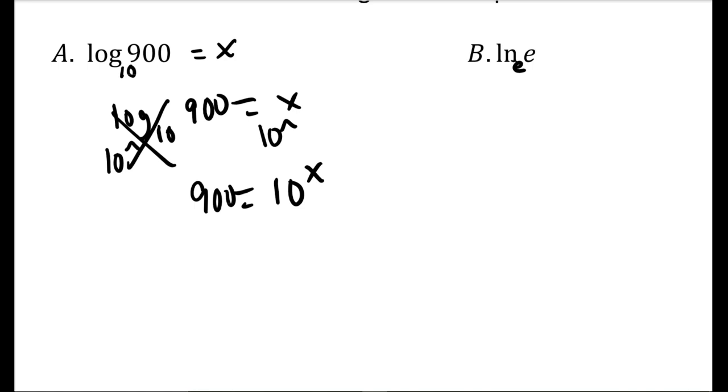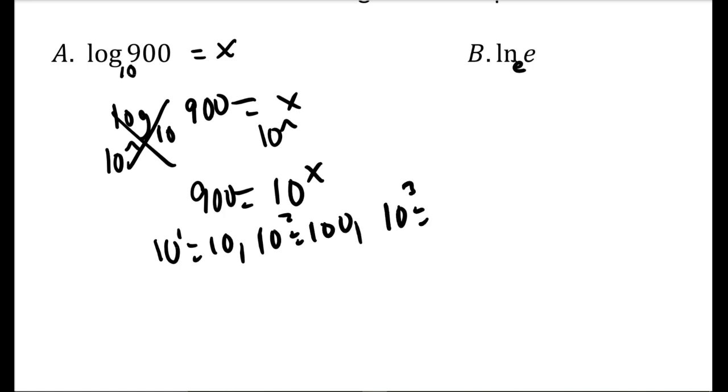Now we know that 10 to the first is 10, 10 to the second is 100, and 10 to the third is 1,000. That's pretty close to 900, right? But not quite. So we know that our answer is going to be between 2 and 3, but closer to 3 than to 2, because 10 to the third is closer to 900 than 10 to the second. So when we do this on the calculator, we're going to get a number close to 3, maybe 2.8, maybe 2.9, maybe 2.7. So let's go ahead and show you on the calculator.